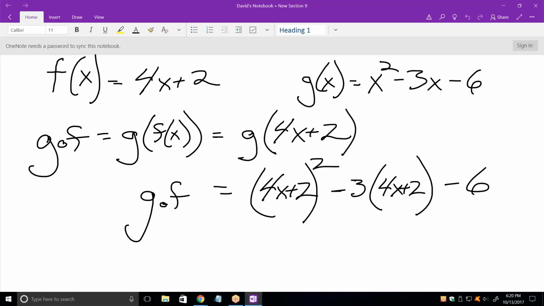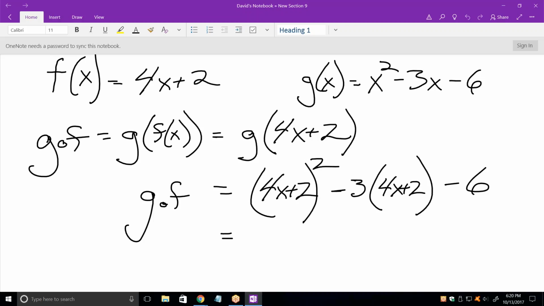And then do we do FOIL for that first one? Yeah, we do need to simplify this. The reason is that I'm going to end up with an x term in the first thing that's being squared, and an x term in the middle term, and I'm going to be able to combine those x terms. So let's distribute the 3 and square the first term. What do you get? We get parentheses 4x plus 2 times parentheses 4x plus 2. Now do that multiplication. What do you get?